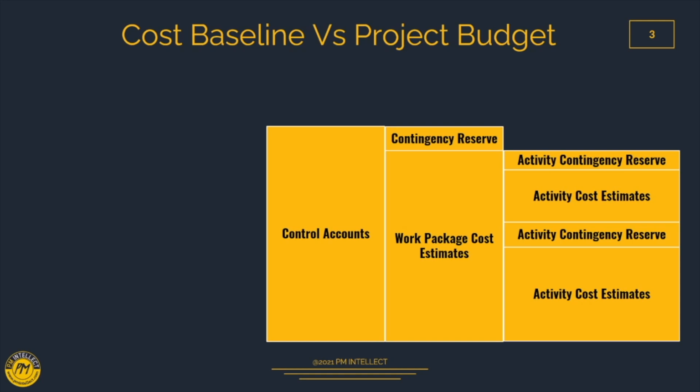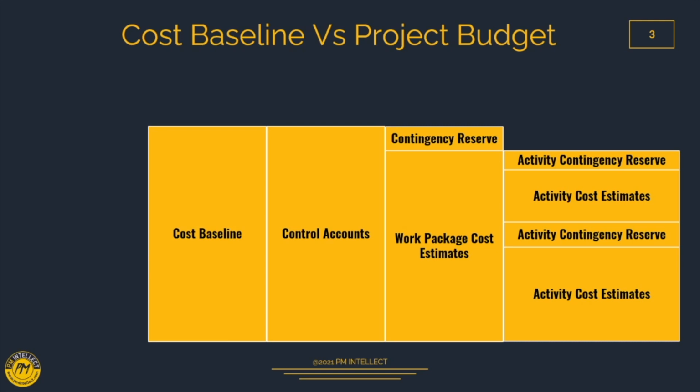Now this control account, which we have just seen, covers the work package cost estimates as well as contingency reserve. So if we have one or more work packages in a project, they are all grouped together, and that is what we call the cost baseline. In other words, a cost baseline will have one or more control account costs, and that is the overall cost required to deliver a project, and it will have the contingency reserves available in case of any kind of issue which we expect.